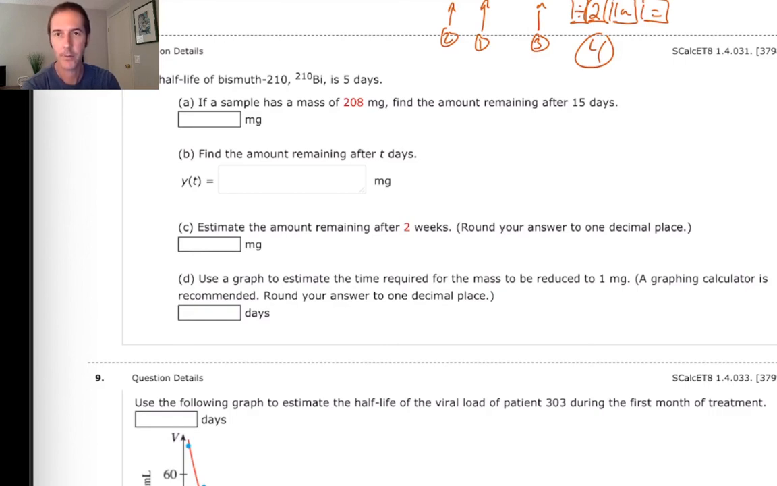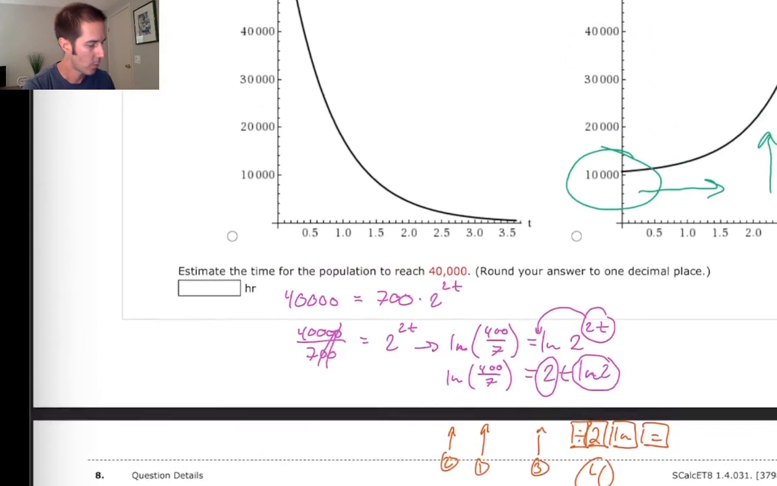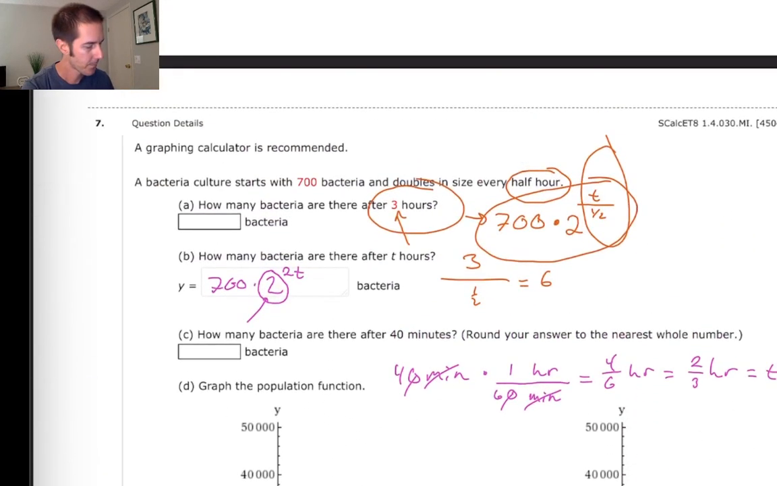And then after another 5 days, you would have half of that. And after another 5 days, half of that. So this is a similar situation to what we ran into up here, where my exponent, it became 2 to the power of not just t, but it was t divided by 1/2.